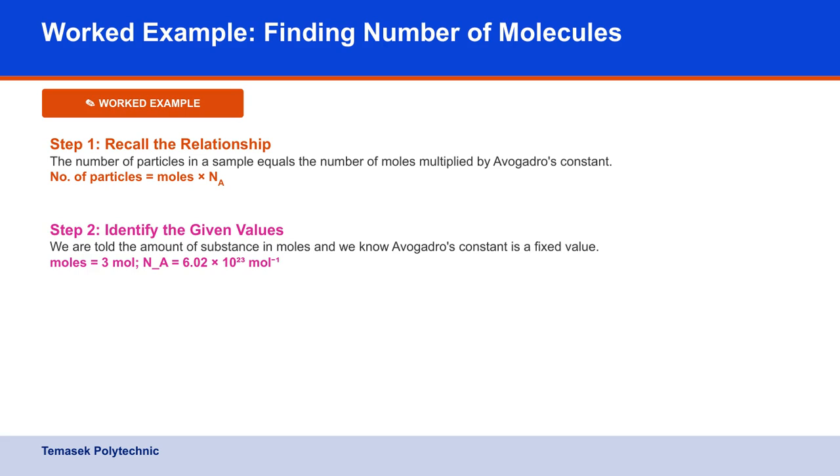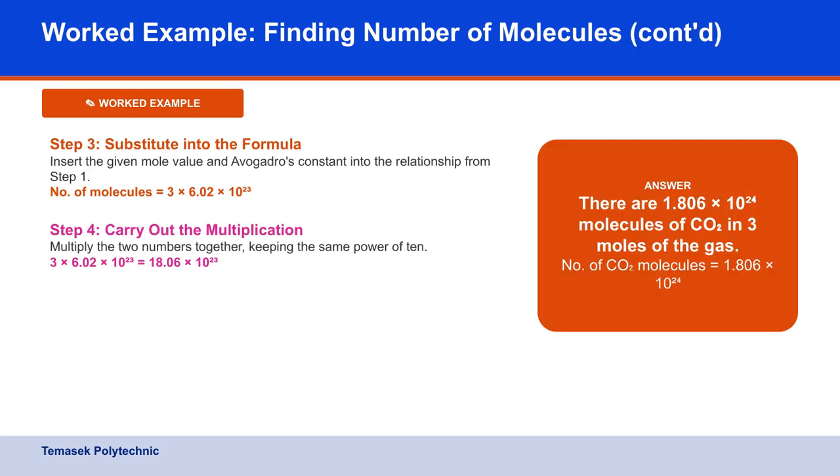Multiply 3 by 6.02 times 10 to the power of 23, and you get 1.806 times 10 to the power of 24 molecules. That is a staggeringly large number, which reminds us just how tiny individual molecules really are. In step 3, we substitute the values into the relationship we set up earlier. We have 3 moles of carbon dioxide, so we multiply 3 by Avogadro's constant, which is 6.02 times 10 to the power 23. In step 4, we carry out the multiplication.